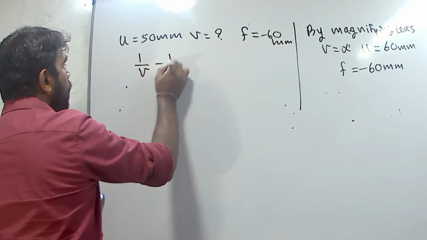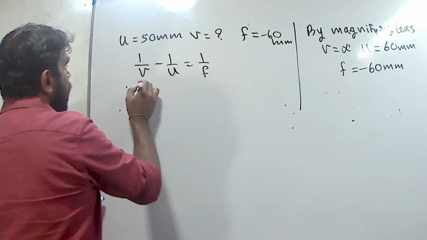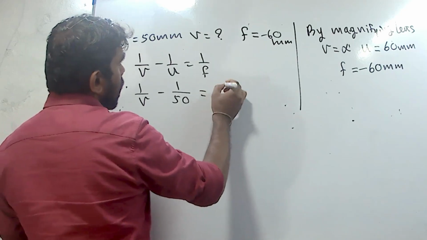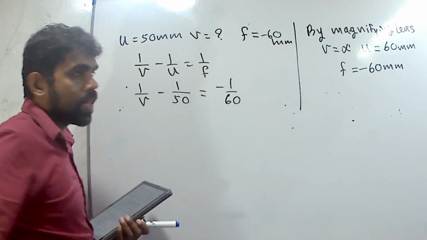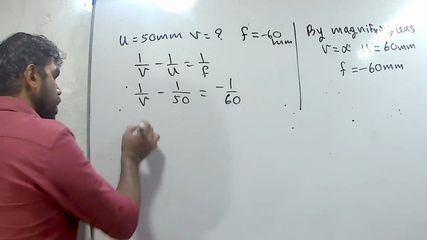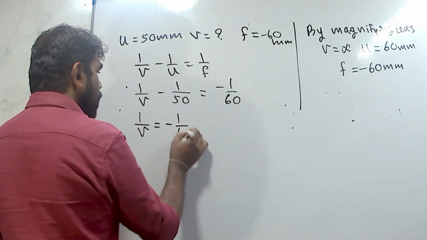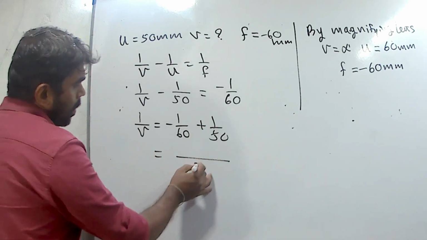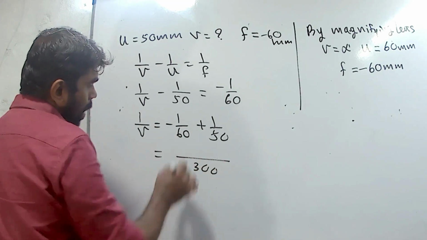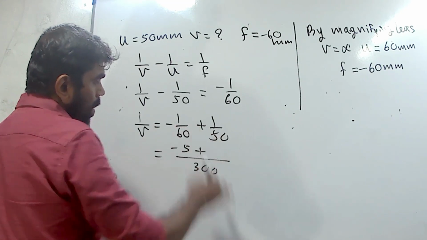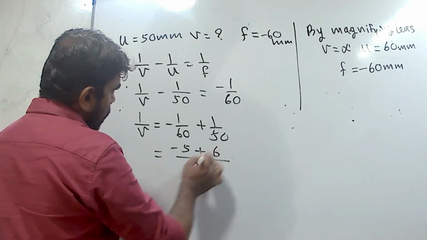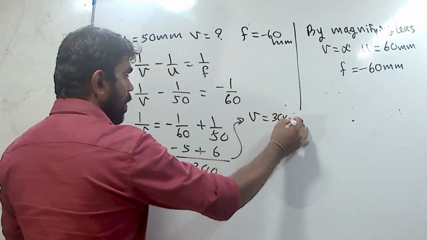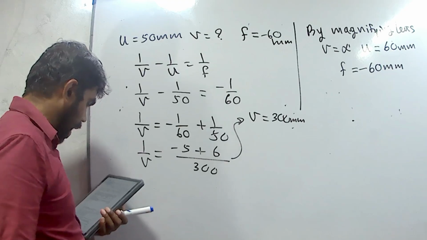Then we can use 1 over V minus 1 over U equals 1 over F. Image distance is the problem. Object distance 50 millimeters. Focal length 60 millimeters, but it is a minus value. Then we can find 1 over V equals minus 1 over 60 plus 1 over 50. LCM of denominators 300. 300 divided by 60, 5, minus 5, plus 300 divided by 50, 6. Then we can obtain V value is 300 millimeters. Then answer should be 4.